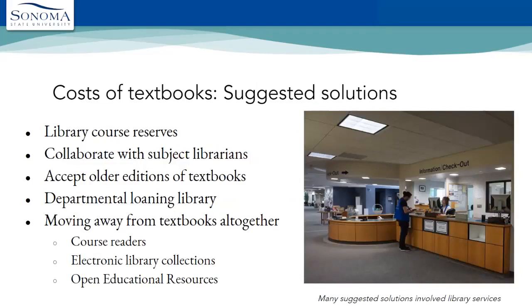Commonly, we had faculty suggest putting copies of their books on reserve in the library so all students in the class had access to required reading. We also, as librarians in the workshop, suggested that the faculty reach out to their subject librarians to help them find affordable options for their students. Additionally, faculty suggested accepting alternative editions of textbooks that students could buy, because usually older editions of textbooks tend to be much cheaper than the newest edition.